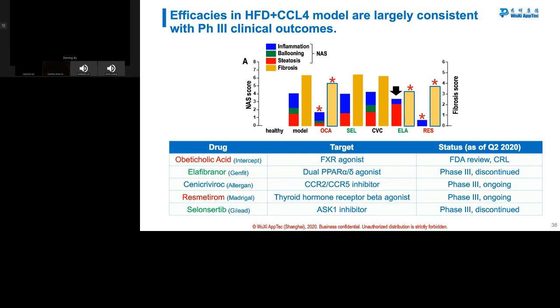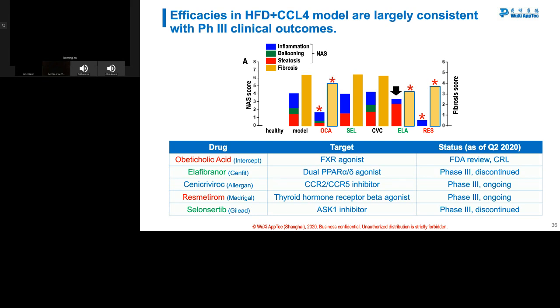In particular, for anifribinol, if you look at the result, with this particular dosing the fibrosis is significantly reduced. However, at this particular dose the steatosis is actually increased. It's very intriguing, so it's very hard to call that efficacy. But all in all, we believe the outcome in our model is largely consistent with the phase 3 or phase 2 clinical trials.